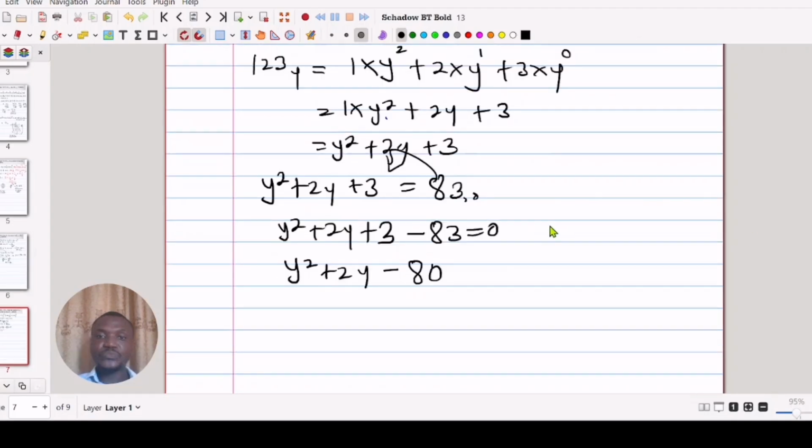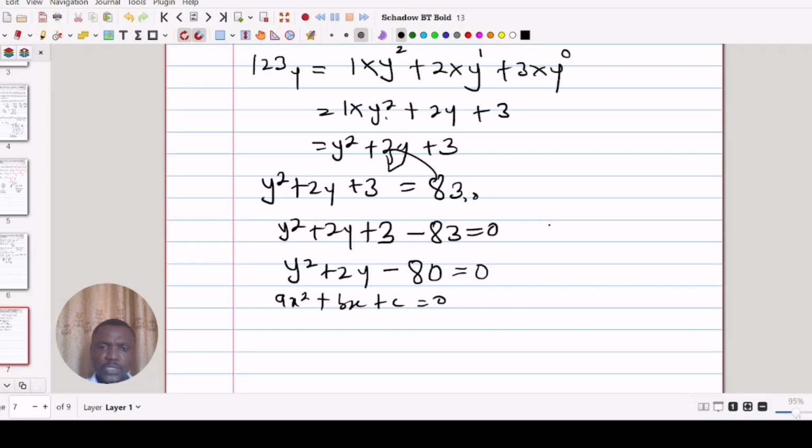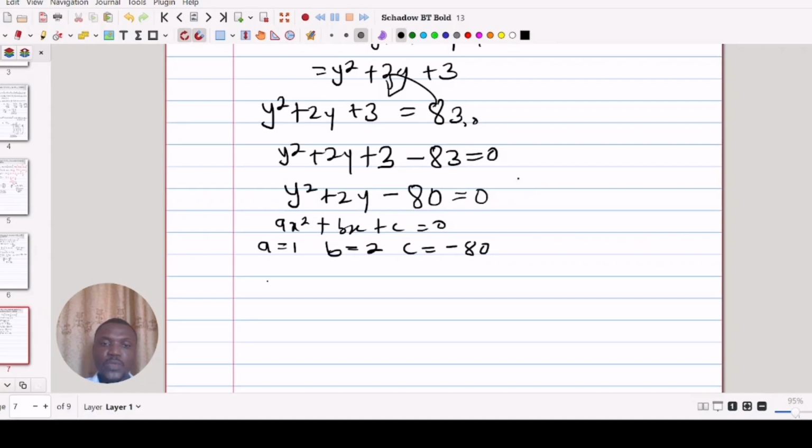Now this is a quadratic equation, and I believe at this level you know quadratic equation, which uses ax squared plus bx plus c equals 0. Now for this equation, our coefficient of y squared, which is a, is 1. Instead of x now we're using y. Your b is 2, while your c is minus 80. And I said earlier that we are going to do a times c, which is 1 times minus 80, which is minus 80.